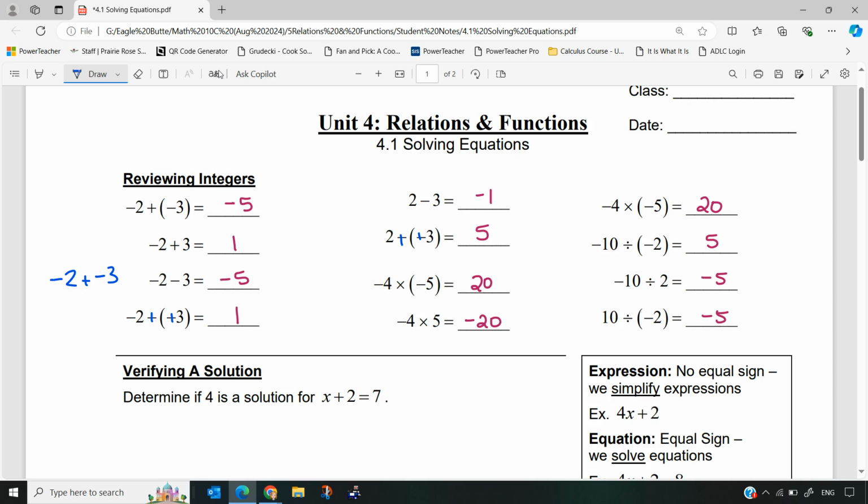-10 divided by -2, 10 divided by 2 is 5. The two negatives make it positive. -10 divided by 2 will give me -5. And then 10 divided by -2 is also -5.